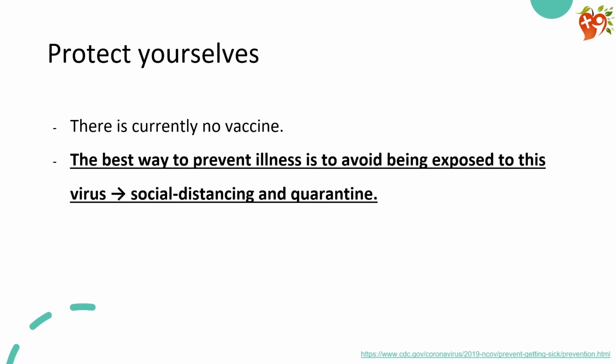There is currently no vaccine to prevent COVID-19. The virus is thought to spread mainly from person to person. Therefore, the best way to prevent illness is to avoid being exposed to this virus. That means quarantine and social distancing.